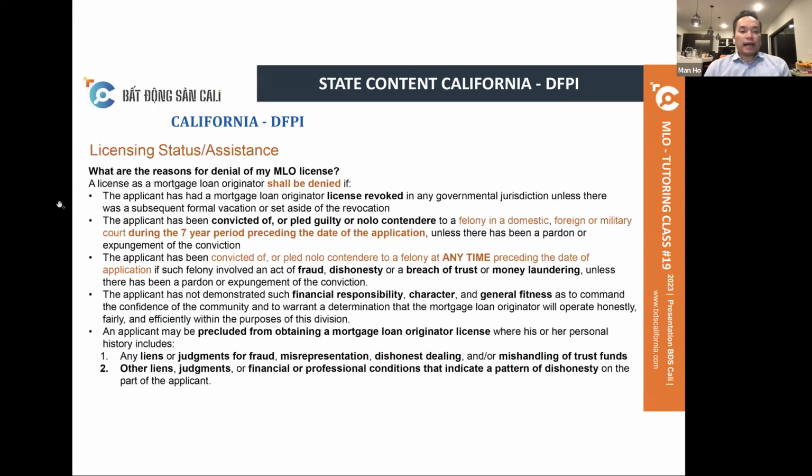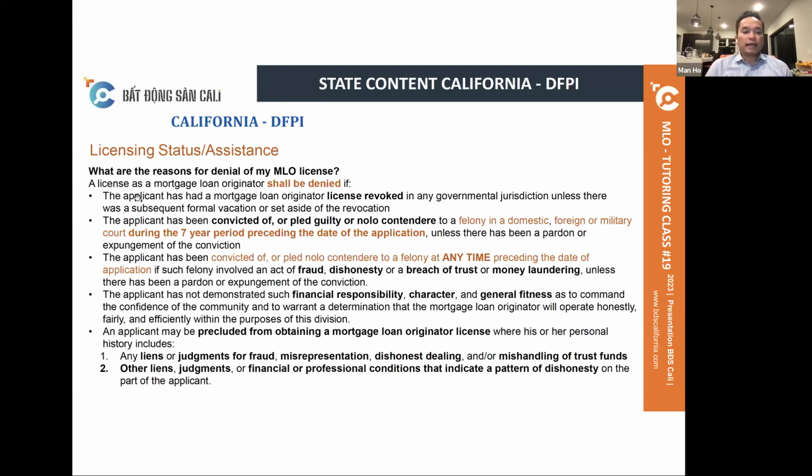Licensing status or assistance. What are the reasons for denial of my MLO license? This is important right here. Before you even consider taking the course, studying for the test, and taking the test, you have to make sure that you meet these requirements.